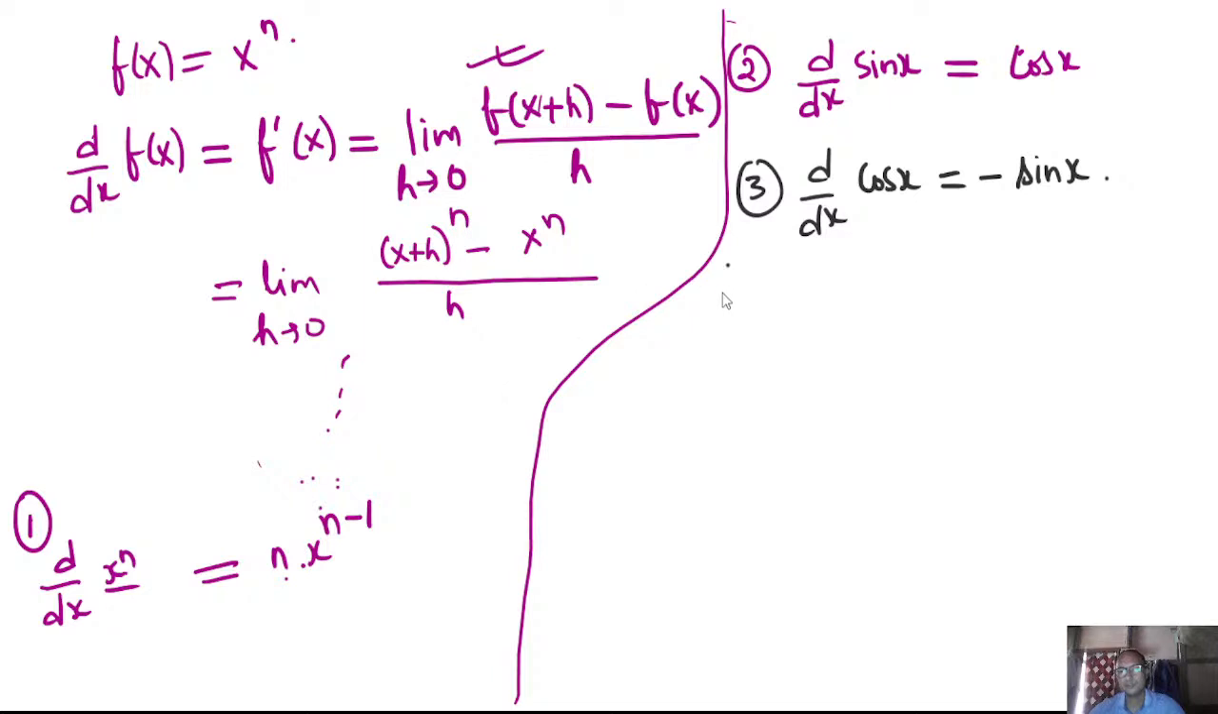Number 4, d by dx of tan x is equal to sec square x. So those are formulas 1, 2, 3 and 4. Now let's discuss the meaning of differentiation.